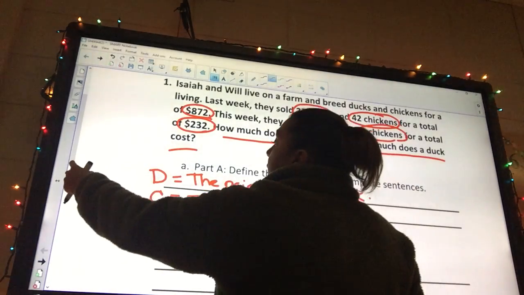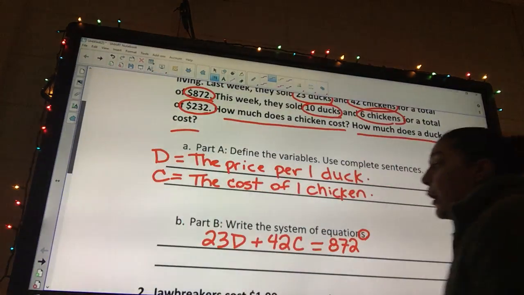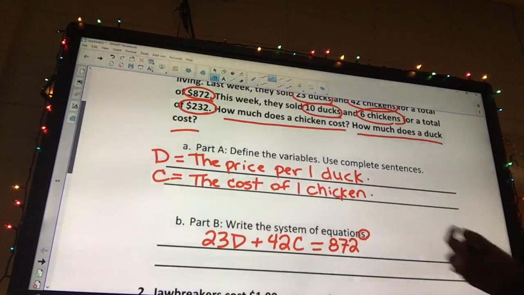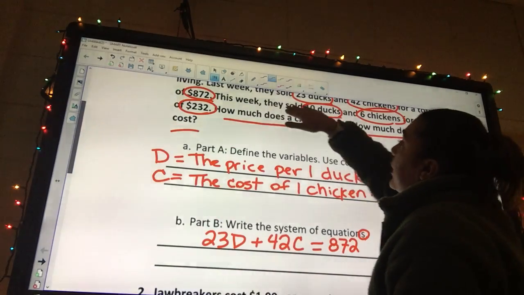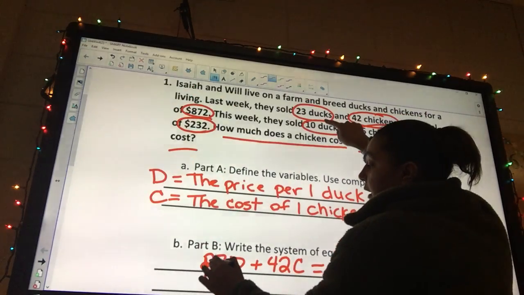Okay, and then the next one, we need a system of equations, which means I should have two. Okay, and the next one, it says this week they sold 10 ducks, so we're going to say 10D.